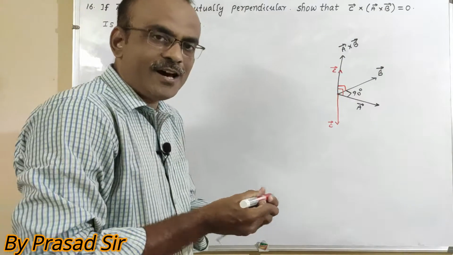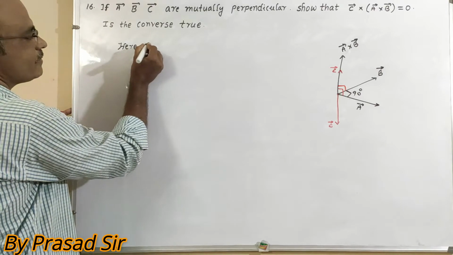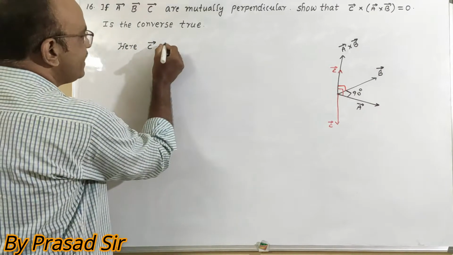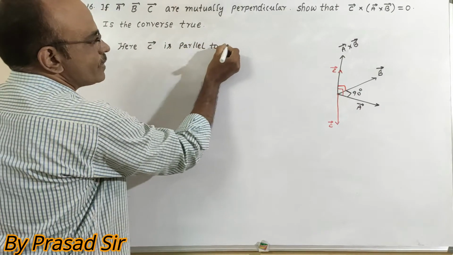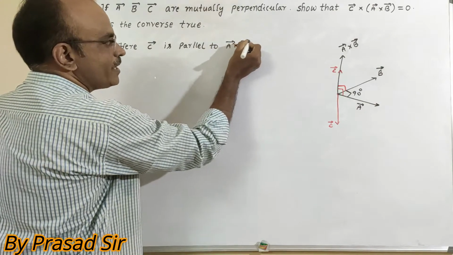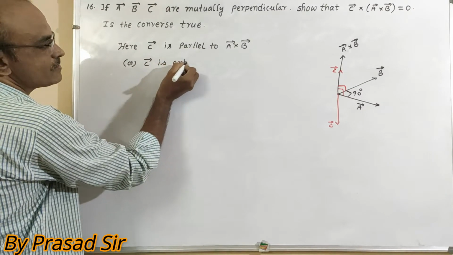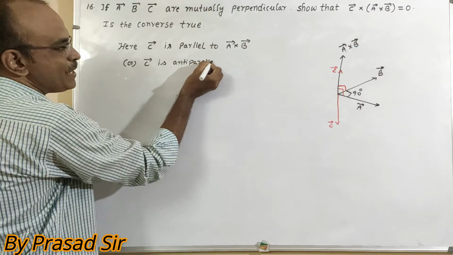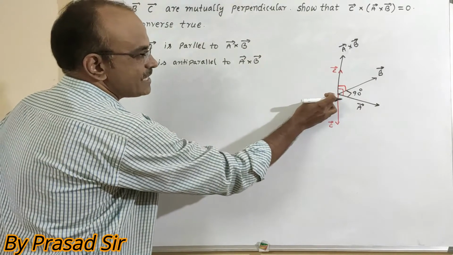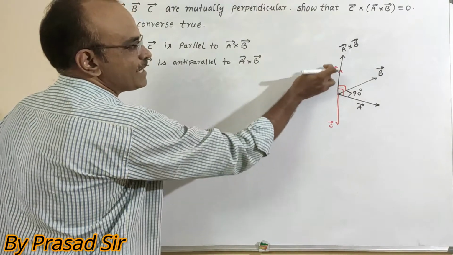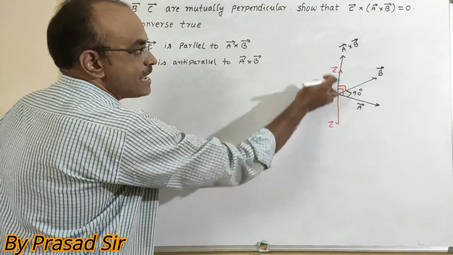So that means now here C vector is parallel to A cross B or C vector is anti-parallel to A cross B. Observe, C vector is in the direction of A cross B. So that means this is parallel. Opposite to that one, the angle between these two is anti-parallel.